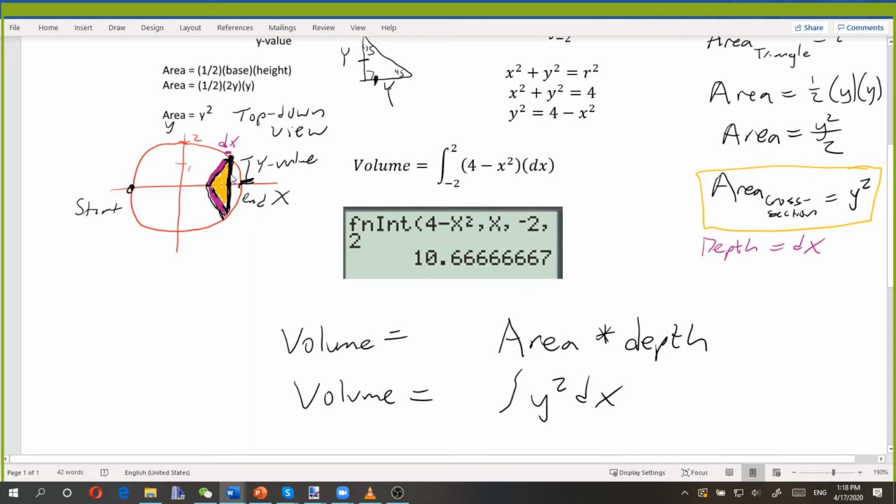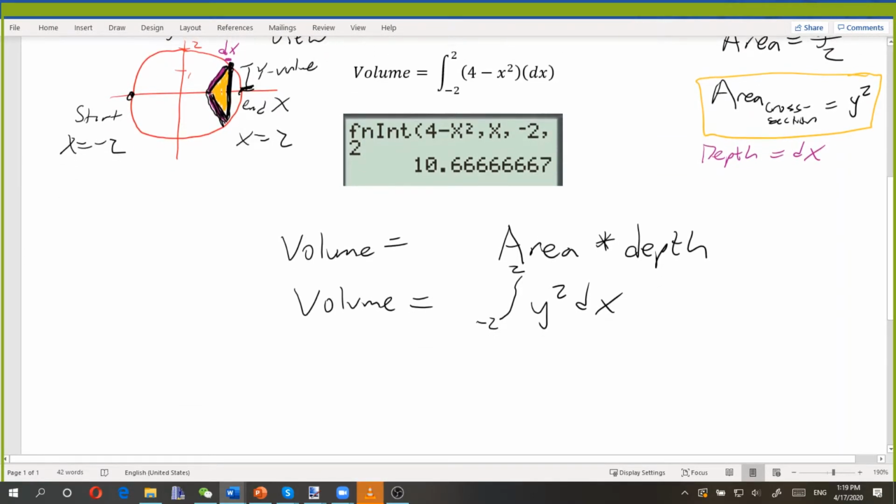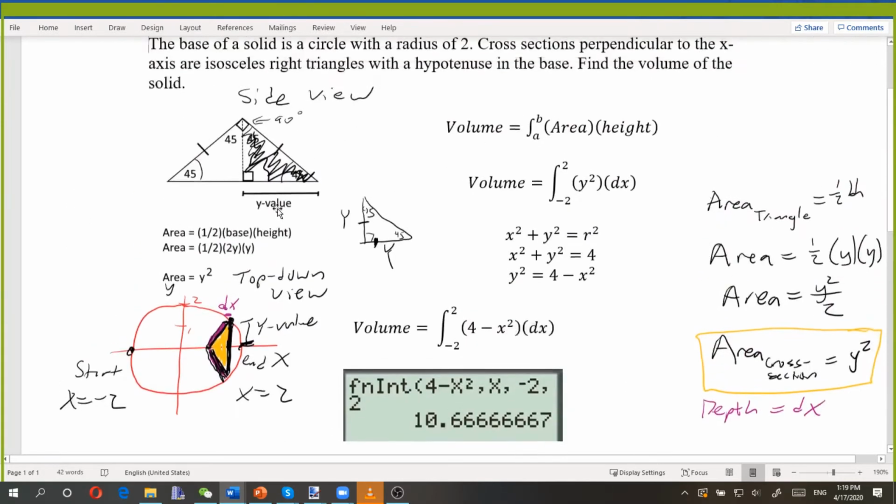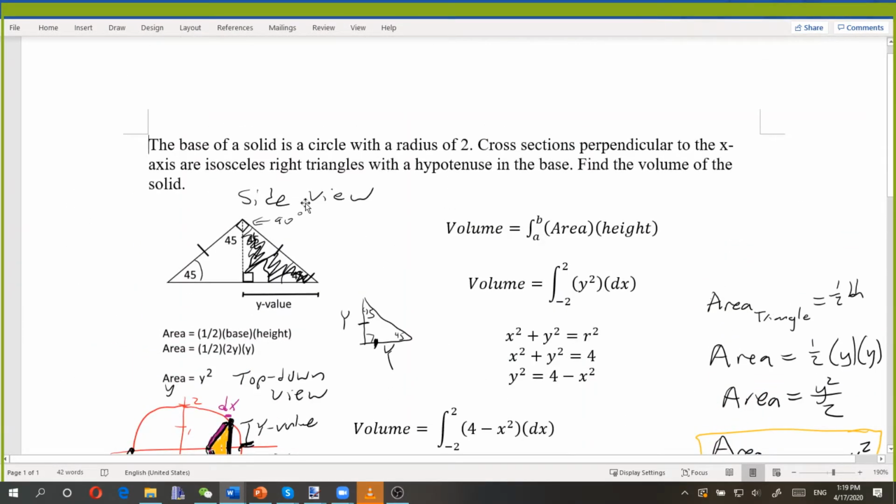Now if this is a circle with a radius of 2, that means my start point would be at x equals -2, and my end point would be at x equals 2. So I'm going to integrate from -2 to +2 of our area, y squared, times our depth, dx. Okay, so we just need the equation of the y value in terms of x, which we can get from the equation of a circle.